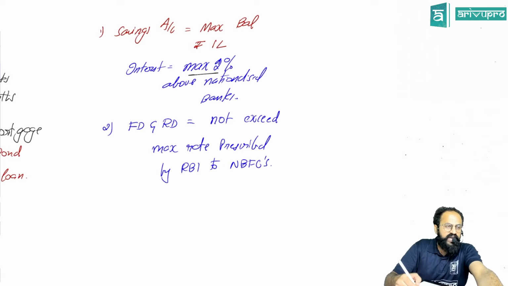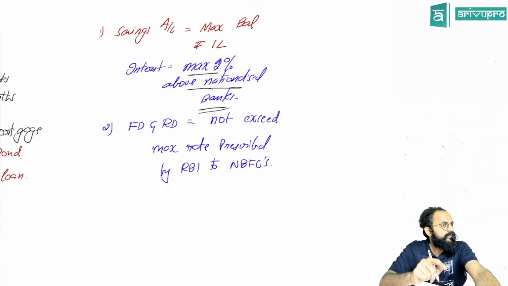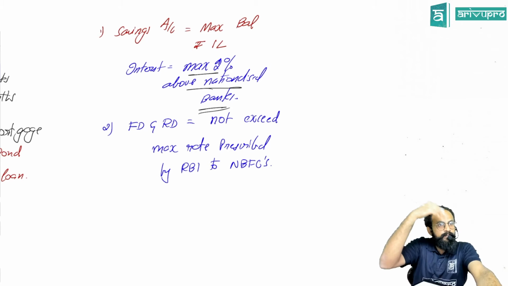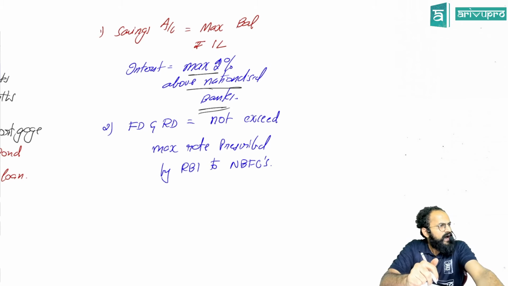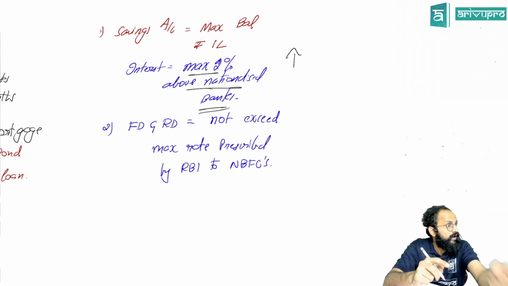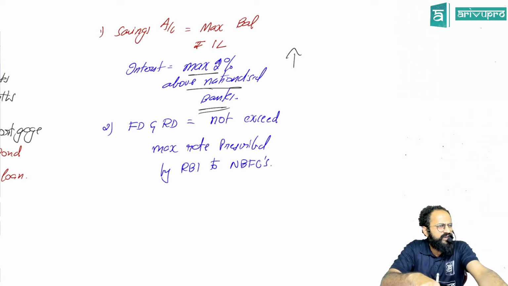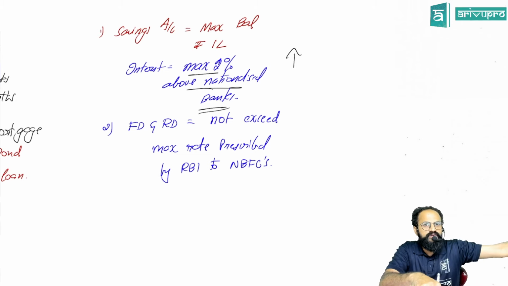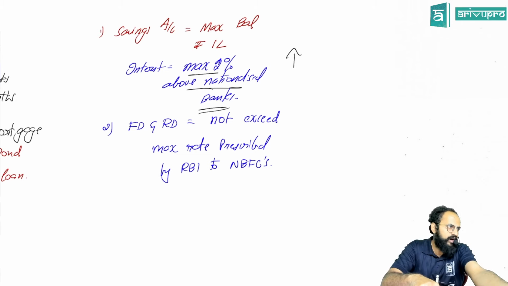Sir, if it is savings account, the maximum rate of interest that a NIDHI can pay is maximum 2% above the nationalized bank. Meaning, however much the nationalized banks are paying now on savings bank account, maximum you can go up by 2%, not beyond that. For example, people, on a savings bank account, the maximum rate of interest you will get is 4%, not below, not above that. So how much a NIDHI can pay on savings account is maximum 6%, not beyond that.